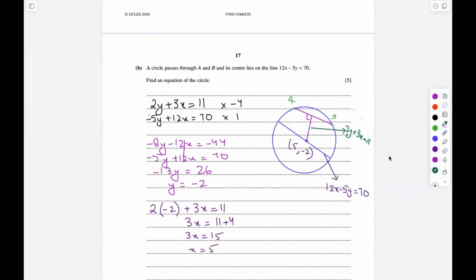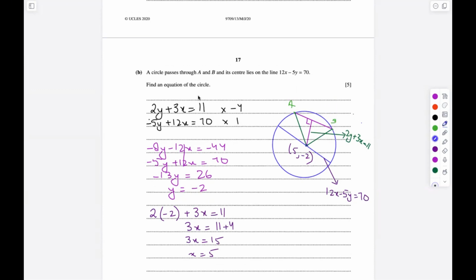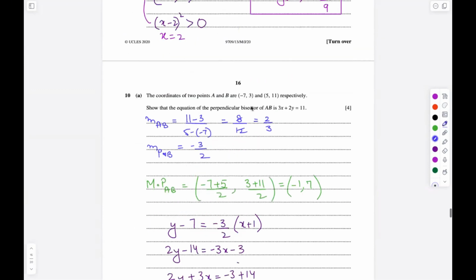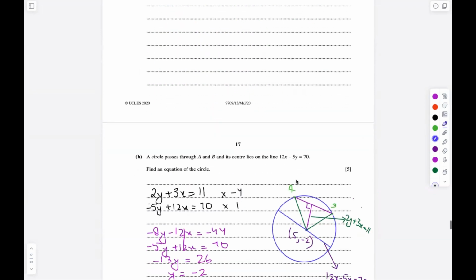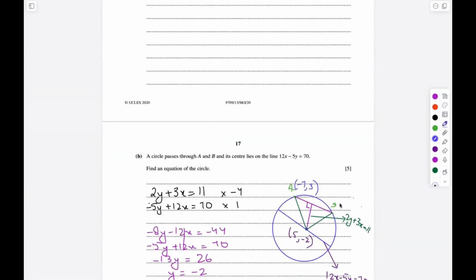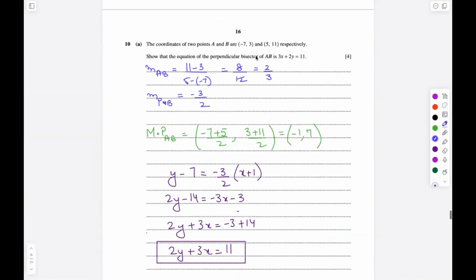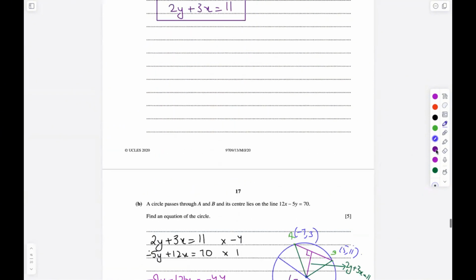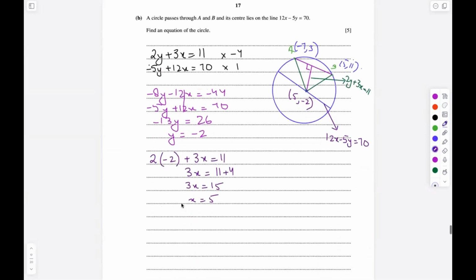Now to find the equation of the circle, we also need the radius. To find the radius, we can find the distance of the center from point A or from point B. Either way, the radius will be the same. So the coordinates of point A are (-7, 3) and the coordinates of point B are (5, 11). We can use any of these two coordinates. Well, let's use the coordinates of B to find the distance or the radius.